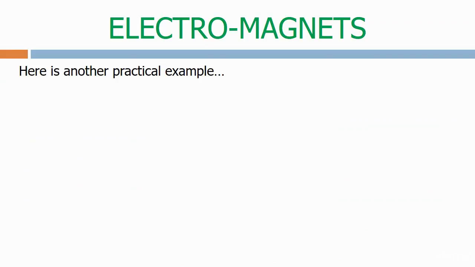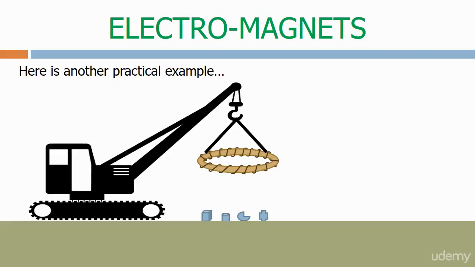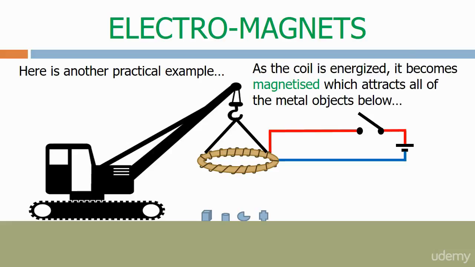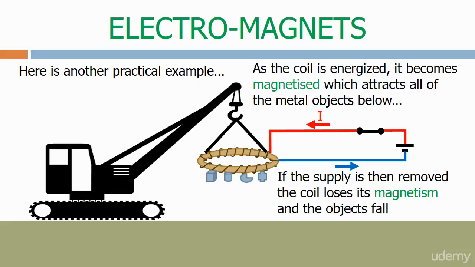Here is another practical example. Here we have a crane with a coil attached on a boom. These devices are used in scrapyards throughout the country. Let's now add a DC supply to the coil. Here we have a standard DC circuit with a switch turning off the positive. As the coil is energized, it becomes magnetized, which attracts all of the metal objects below. If the supply is then removed, the coil loses its magnetism and the objects fall.